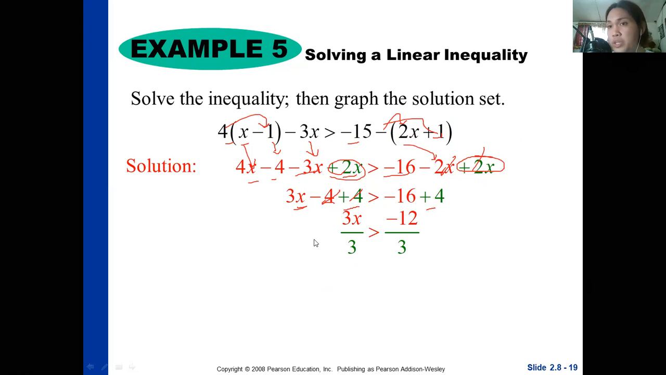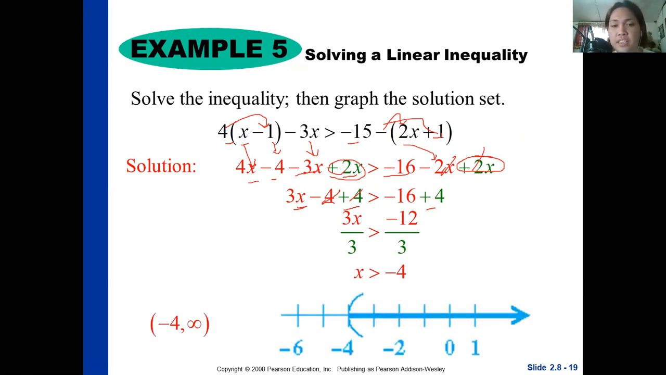And since we're looking for x, or for the solution set, we divide both sides by 3. So our answer now becomes x is greater than negative 4. As you can see, the inequality symbol did not change because we did not divide both sides of the inequality by a negative number. It's positive. So it can be written in interval notation, negative 4 going to positive infinity.